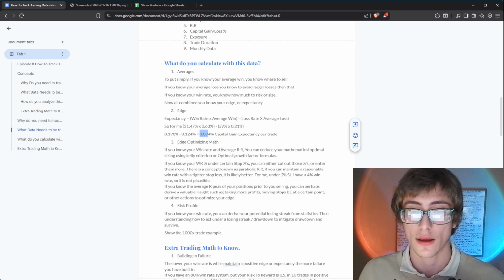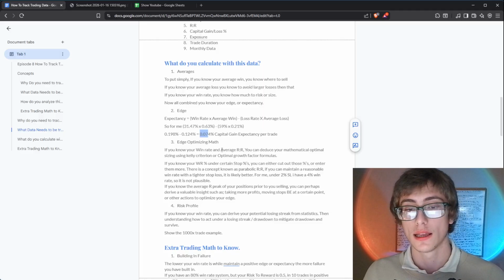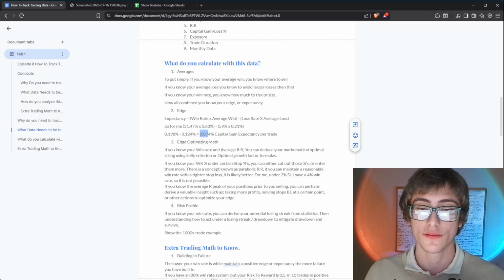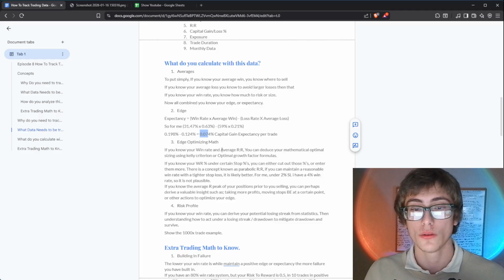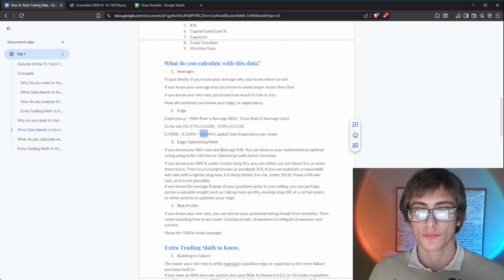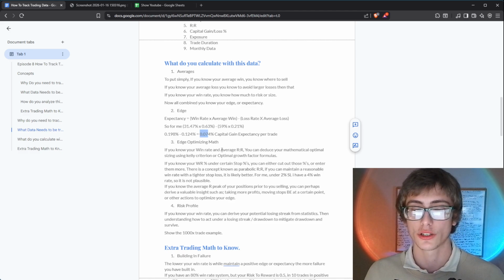So if you know the average R peak of your positions prior to you selling, you can perhaps derive a valuable insight such as taking more profits, moving stops to break even at a certain point, or other actions to optimize your edge, right? So if you see that a lot of the time your trades peak at 5R, but you only return 2R, you're going to derive a valuable insight such as, I should take profit at 5R. I need to capture that 5R, right?